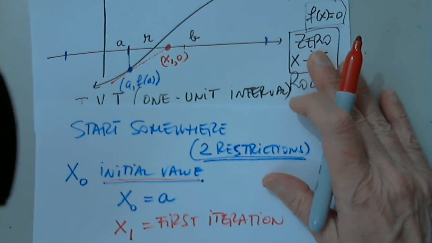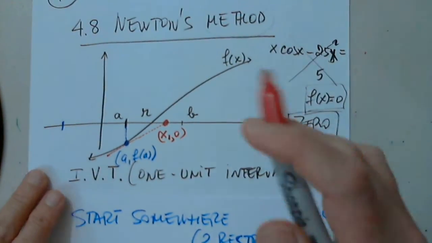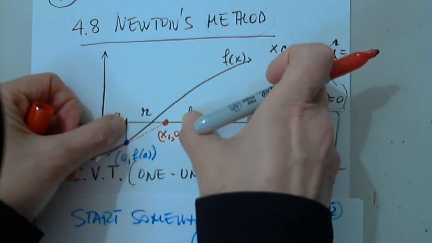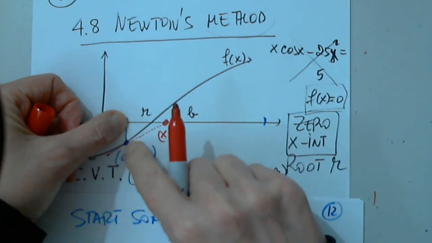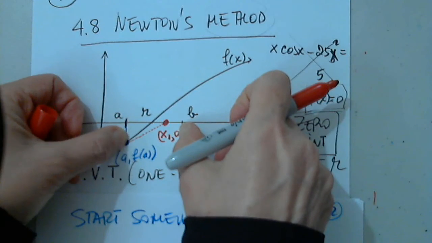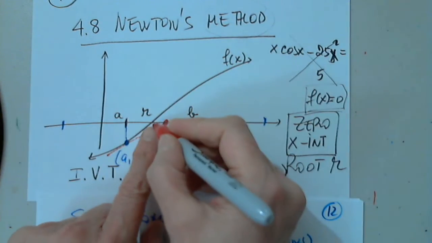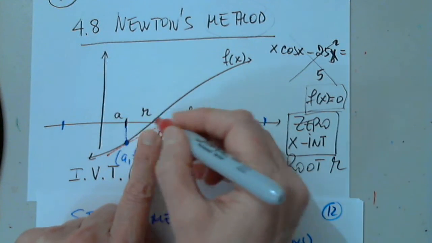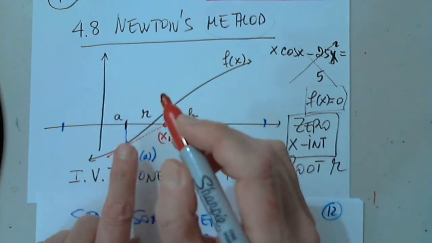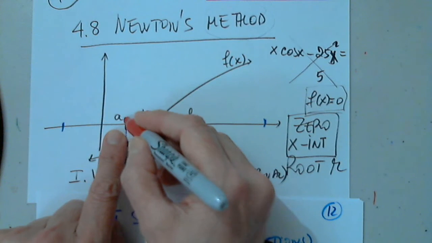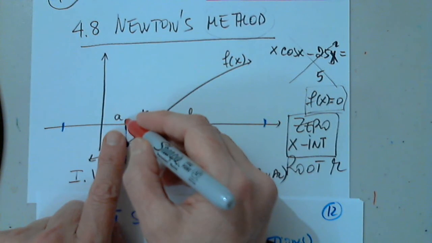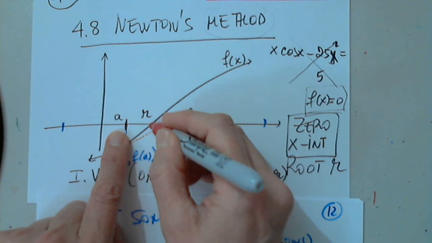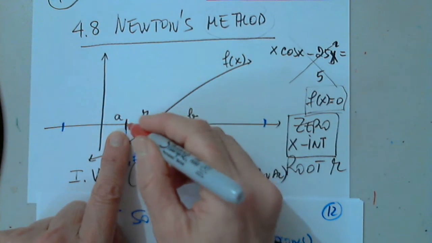Yes. So here's my question. I realized that in this 1 unit interval, the function that is continuous changes sign from negative to positive. So there must be a root, a solution, an x-intercept somewhere between a and b. I decided to start my initial value here. And I say to you, a for me is an estimate, not a good one, but an estimate of r.